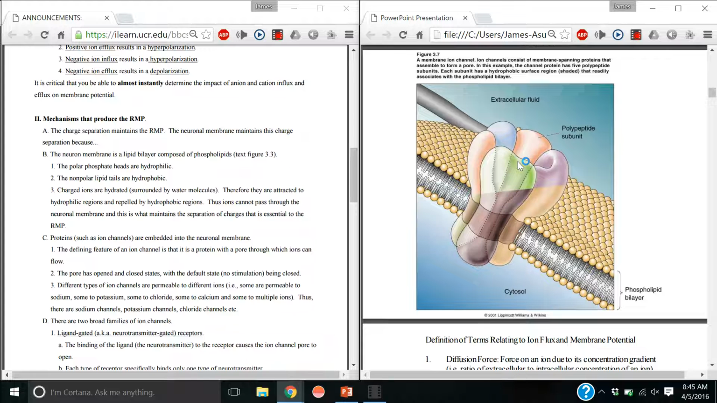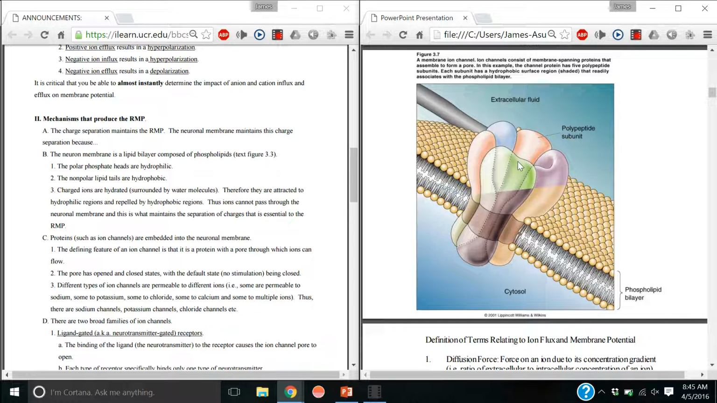Okay, wait a minute. I think we're supposed to be talking about resting membrane potential. Did I forget? No, it took a while to get there. There is this third type of channel.